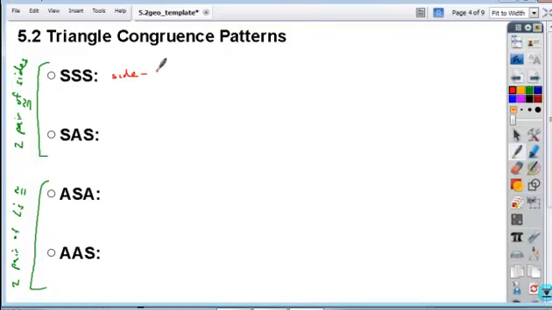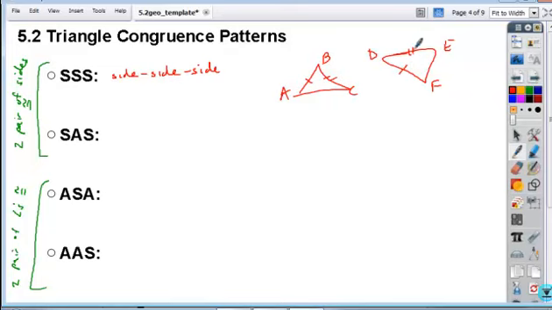Again, we'll start with side, side, side. If we have 2 triangles, and we'll call them ABC and DEF, and let's say the tick marks on these line up in such a way that you have 3 pairs of sides that are congruent to each other. Again, they don't have to be oriented in the same direction. As long as you have those sides, then you know you're dealing with congruent triangles. So 3 pair of sides congruent is all you need to show that the triangles themselves are. So we have that pattern met in this case.